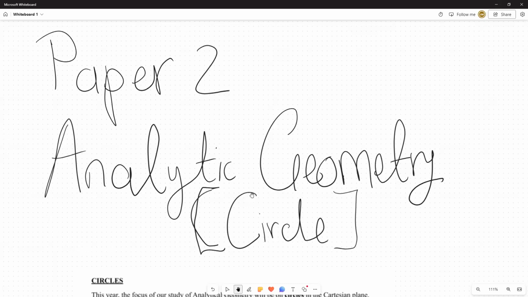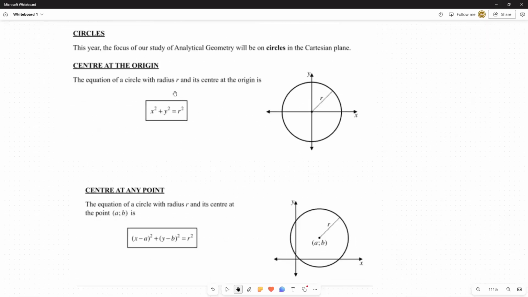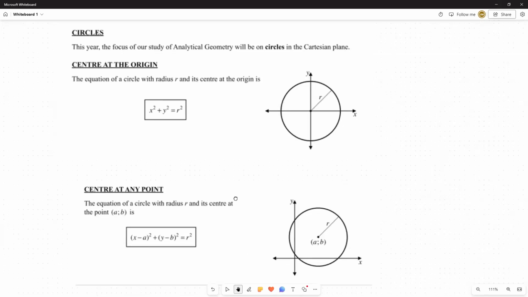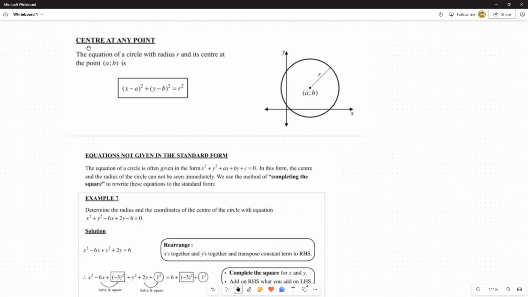Hi, in this lesson, we'll be looking at what to expect with regards to Paper 2, analytic geometry, with regards to circles. So we have your original circle equation here. This is for the circle that is passing through the origin, right? If I'm being honest with you, the chances of them asking you about these are slim because they're very simple. What they will be interested in is the center at any point, right?